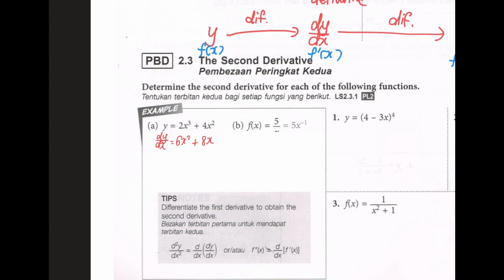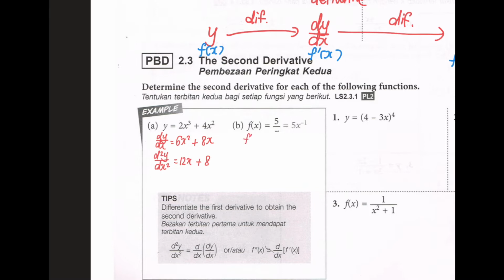So now when you want to differentiate again, we call it d2y over dx2. Okay, so then when you differentiate again, 6x squared become, imagine the power 2 move in front and multiply with 6, so you get 12x. The x squared you minus 1, then you get x power 1. So that is the idea of differentiation. Then differentiate 8x, you will get 8. So this is the second derivative. Which seems like nothing special. It's just doing it for 2 times only.